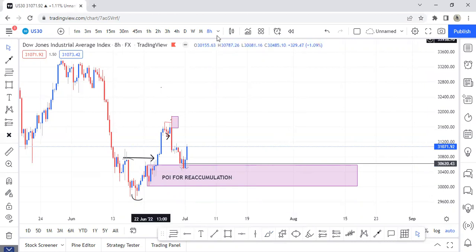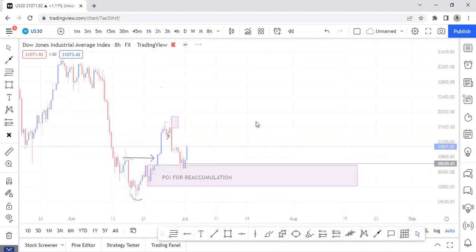Now, remember this is the 8-hour time frame, right? You have to scale down to the smaller time frame to make a confirmation. So let's go to the 2-hour time frame. This is how you do it. You go from bigger time frame to smaller time frame. The bigger time frame gives you the overall bias, and then you come to the smaller time frame and do the same thing that you did on the bigger time frame. So let's go to the 2-hour time frame to see how we would do our trade.